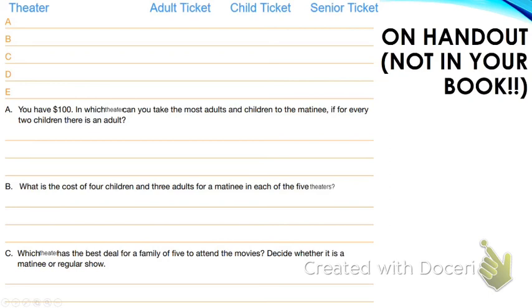If you get done with that one before the end of the class period, then I want you to come down here. What is the cost of 4 children and 3 adults for a matinee at each of these theaters? So pick 5 of the theaters, find how much it costs at each one. And then which theater has the best deal for a family of 5 to attend the movies? Decide whether it's a matinee or a regular showing, a nighttime showing. That's what I want you guys to work on for the remainder of the class period. If you have questions, I'm happy to help. Please work with partners or small groups to do this.